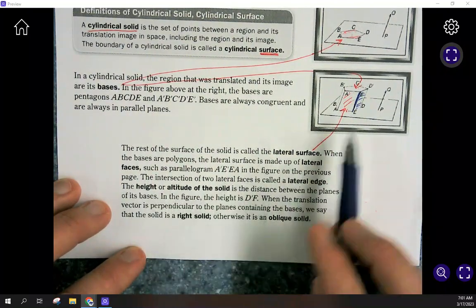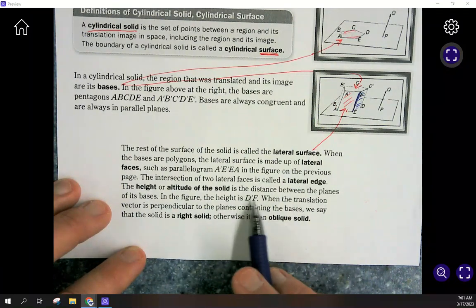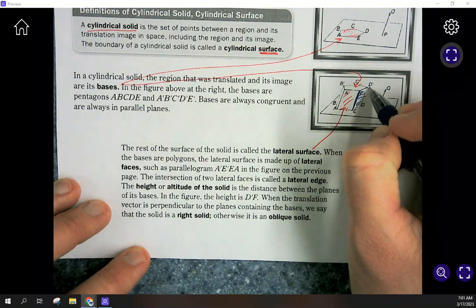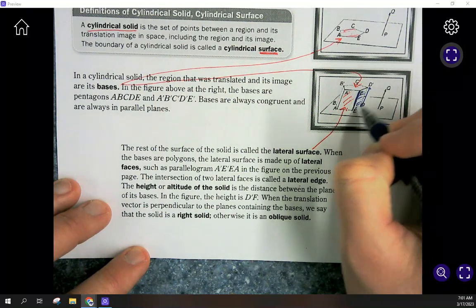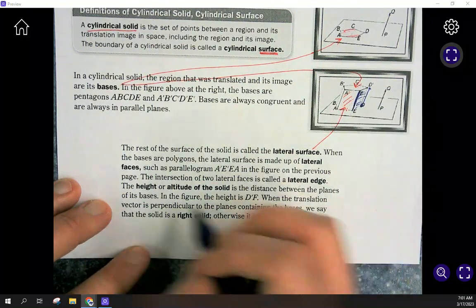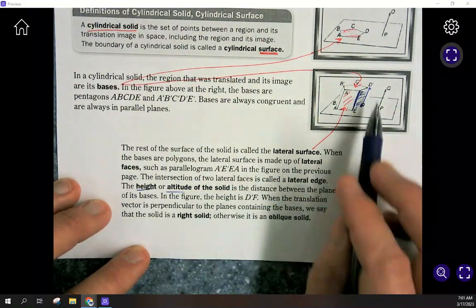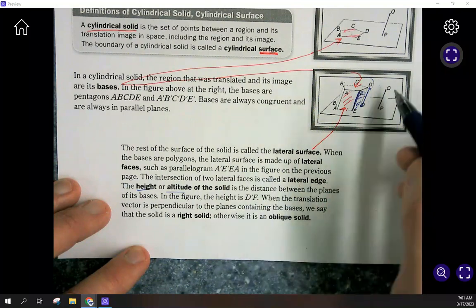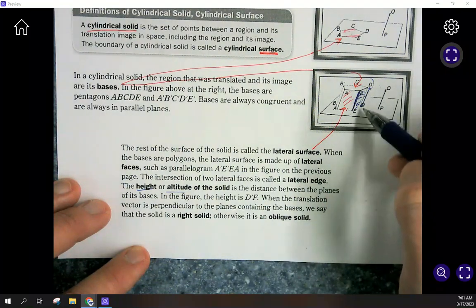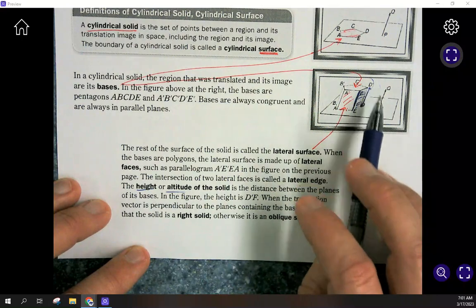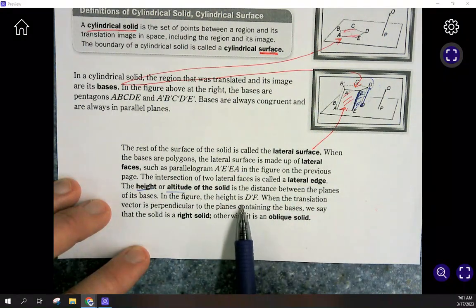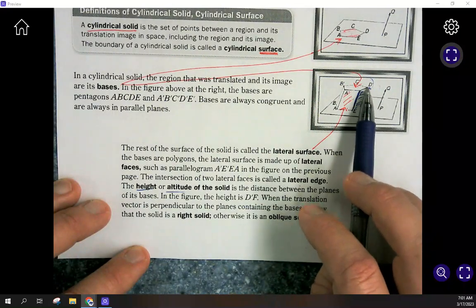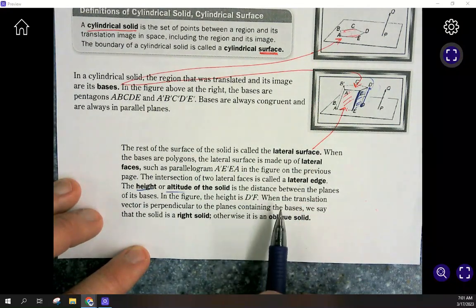And the height or the altitude of the three-dimensional solid is the distance between the planes of its bases. So the distance from here to here, from one base to the other, is the height or the altitude of the solid. In this one I've highlighted, in a different figure, the height is DF. But here I've shown you from D to D', and that's going to be your height.